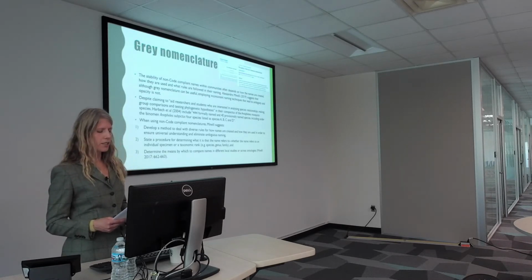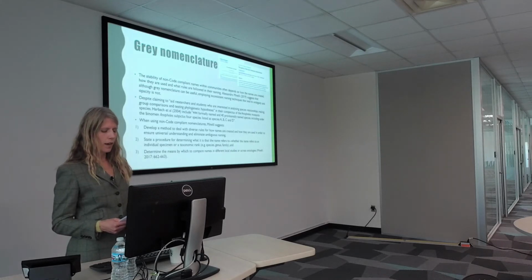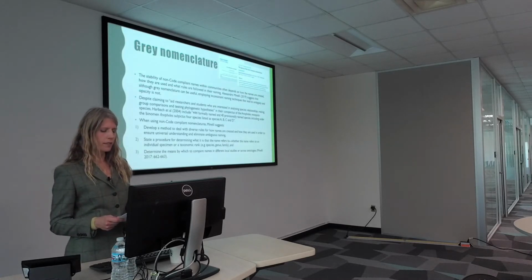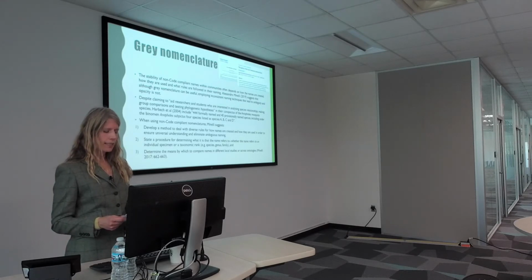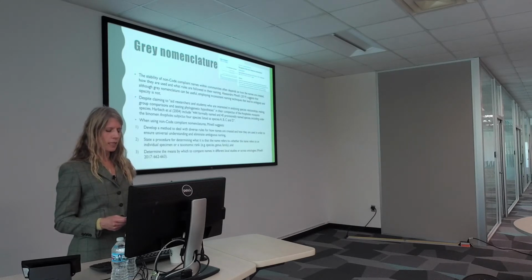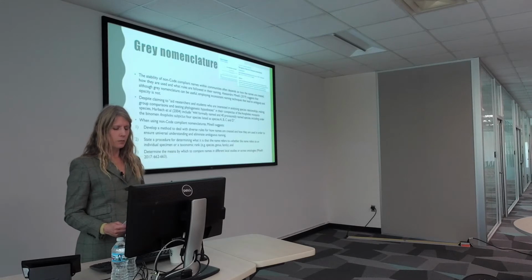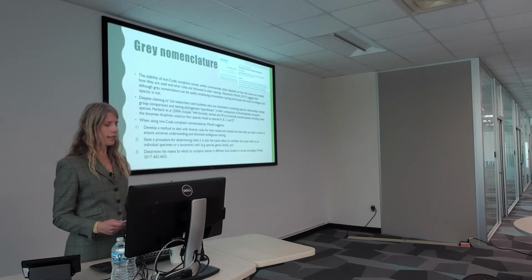So in an attempt to avoid this kind of ambiguous naming, while wanting to preserve the use of gray nomenclatures, which he thought was important to do, Minelli suggests three requirements that should be met when using non-Linnaean nomenclatures. Develop a method to test with diverse rules how names are created and how they are used in order to ensure universal understanding and eliminate ambiguous naming. State a procedure for determining what the name refers to, whether the name refers to an individual specimen or a taxonomic rank. And determine the means by which to compare names in different local studies or across ontologies. He thinks that meeting these requirements would provide a standardized format for non-code compliant names and rules for gray nomenclature that could be widely accessible.